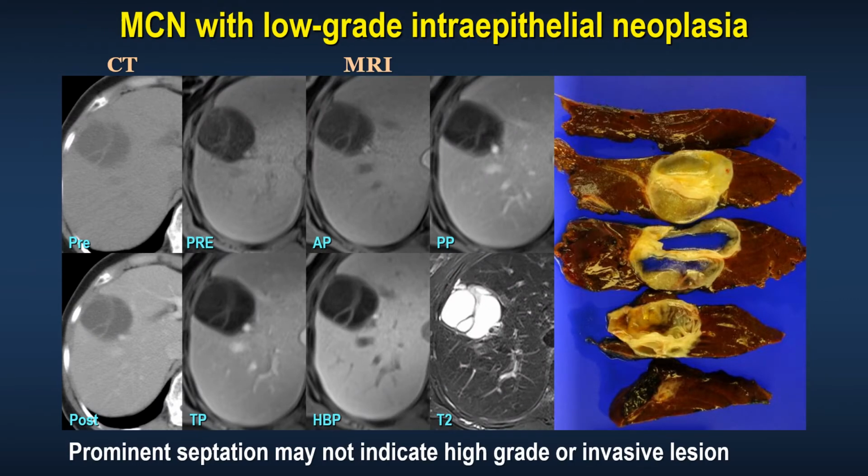In this lesion showing distinct internal septation and multilocular appearance, the internal septa show the same level of enhancement as the liver. Pathologically, it was diagnosed as low-grade MCN. Enhancing septa can be seen in low-grade MCN.